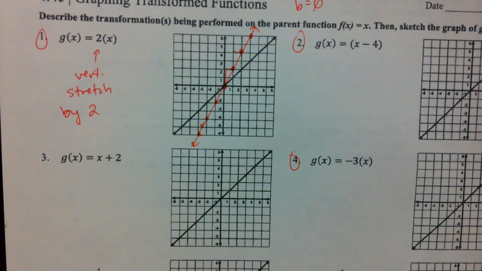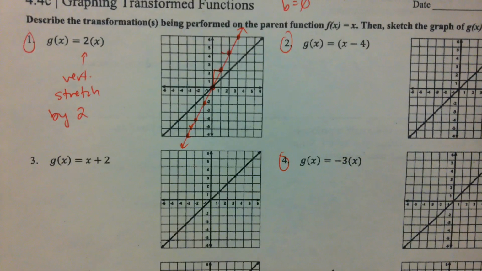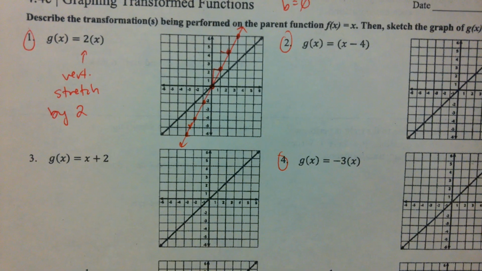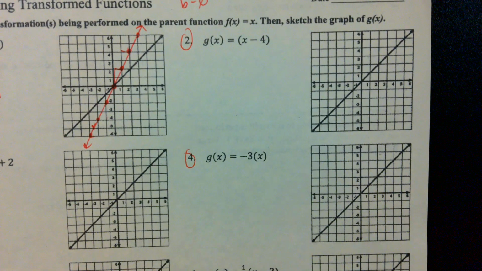Okay, and we can see that we didn't change anything about the alignment of our graph. All we did was steepen it a little bit by changing our slope, by stretching it up by 2. Anybody get that right, number 1? Good. I'm glad.